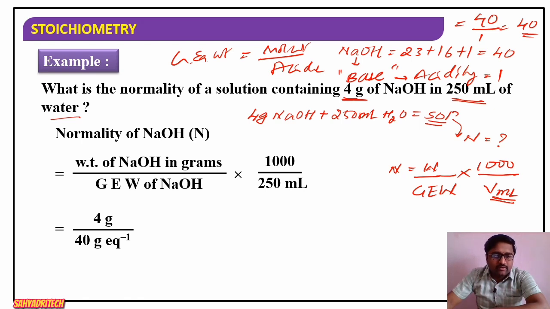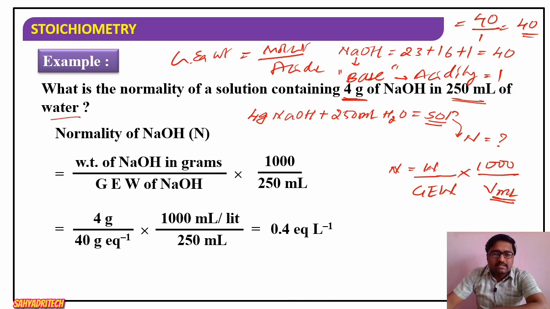So we have taken 4 gram divided by 40 gram per equivalent, into 1000 divided by 250 ml, right? If you simplify this, what is the answer? We get 0.4. So 0.4 gram equivalent per liter is the normality of the solution. When 4 gram of sodium hydroxide is added to 250 ml of water, its normality is 0.4 N, or 0.4 equivalent per liter is the unit.